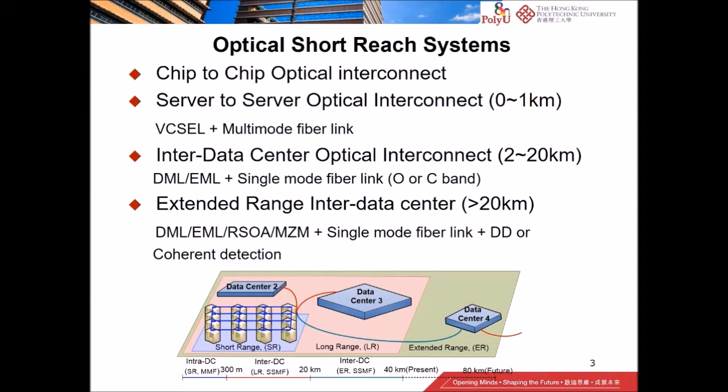And another area of short reach is what we call extended range inter-data centers. These are cases when the two data centers are more than maybe 20 kilometers apart. In that case, the technical challenge actually results in an area of its own. There are specific solutions proposed for these particular scenarios, and we will go through these things in more detail later on.